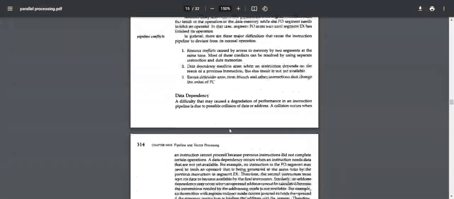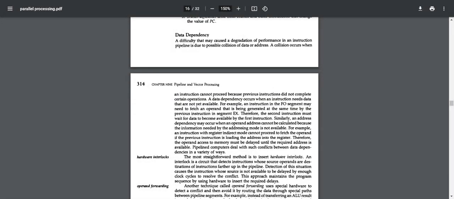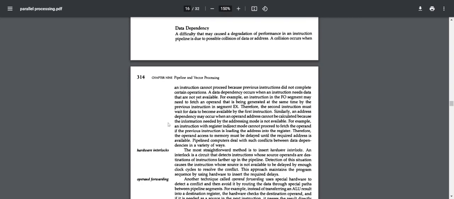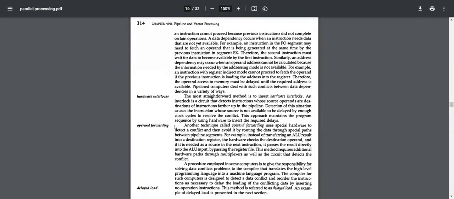So for data dependency, some solutions are proposed. They are not foolproof indeed. In computer architecture, you don't have any solution which is complete for every situation. Two common techniques which are used to minimize, not to solve, the data dependency problem to a certain extent are hardware interlocks and data operand forwarding. And delayed load as well.